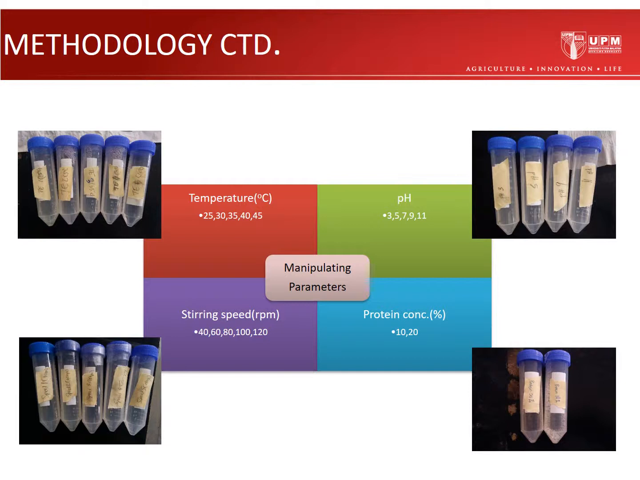Okay, now continuing with the methodology. So we are going to manipulate the parameters that affect both the dissolution rate and also the micelle size of Pluronic F127. There are 4 parameters that need to be considered. The first one is temperature, then pH, stirring speed, and protein concentration. As for protein concentration, we are using BSA, bovine serum albumin.